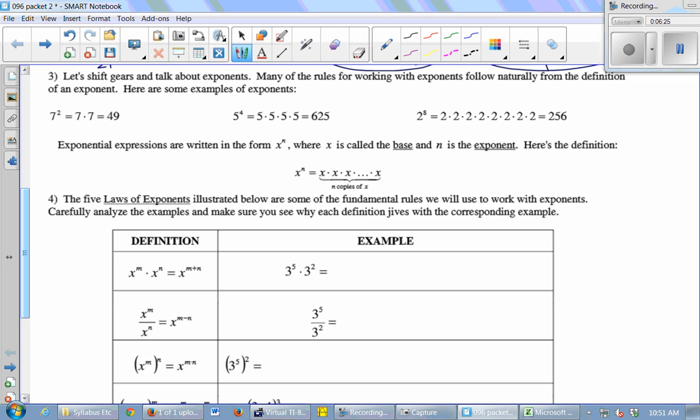Many of the rules for working with exponents follow naturally from the definition of an exponent, which I'm sure you have seen at some point before, right? So exponents mean repeated multiplication, right? So 7 squared means multiply 7 times 7, and you get 49. 5 to the 4th means you're going to multiply 5 times itself 4 times. So you write 5 times 5 times 5 times 5. We've got 4 of these, right? And 5 times 5 times 5 times 5 is 625.